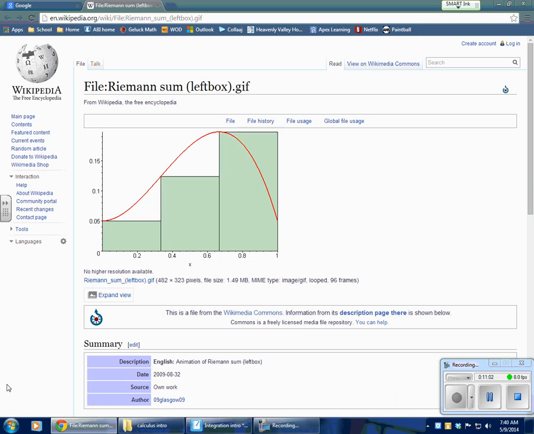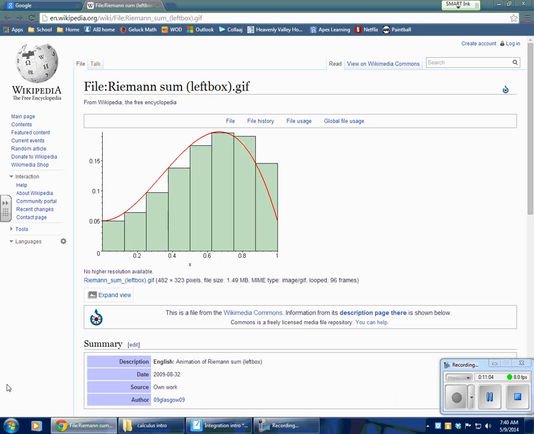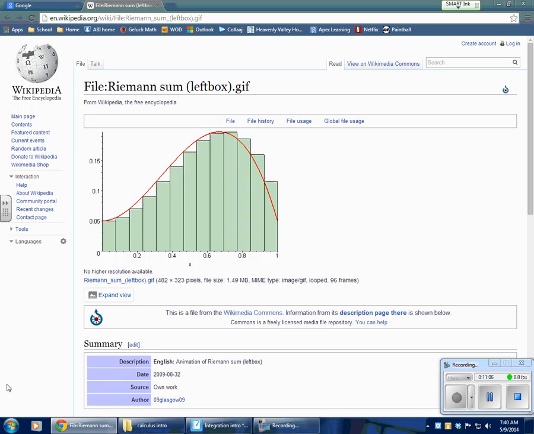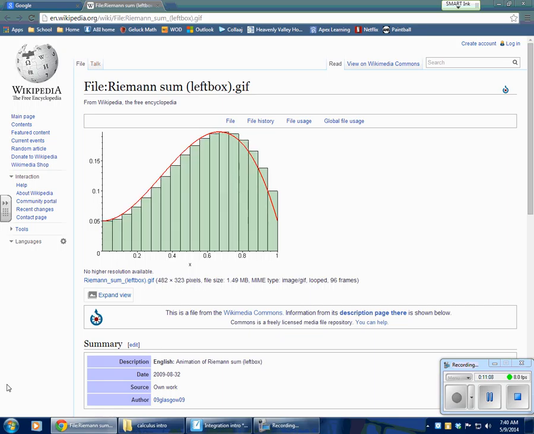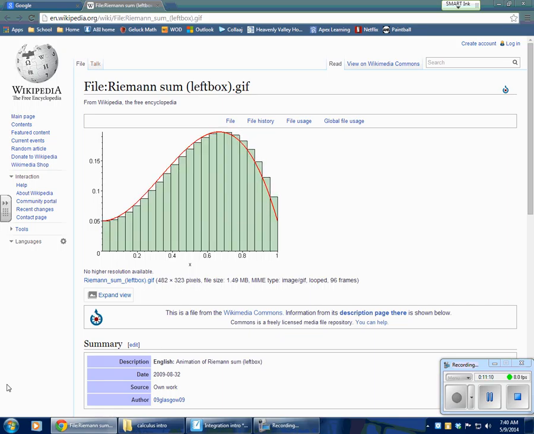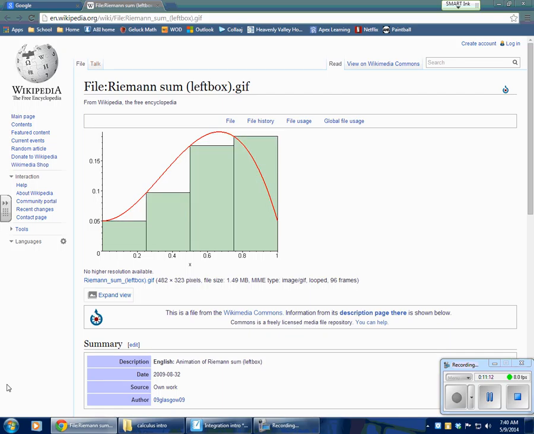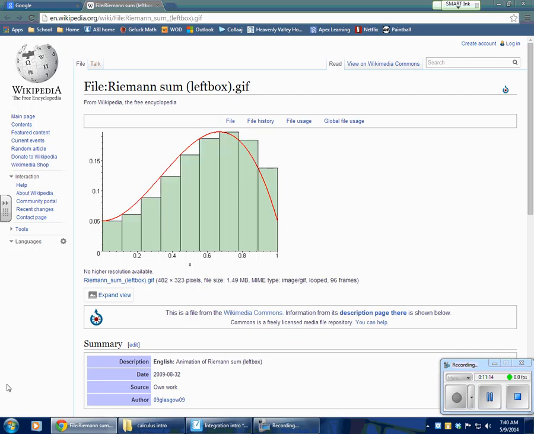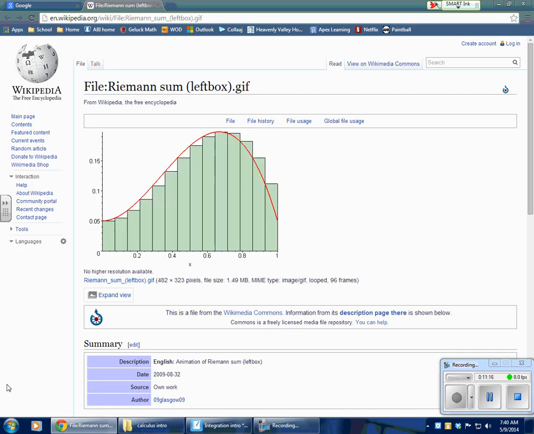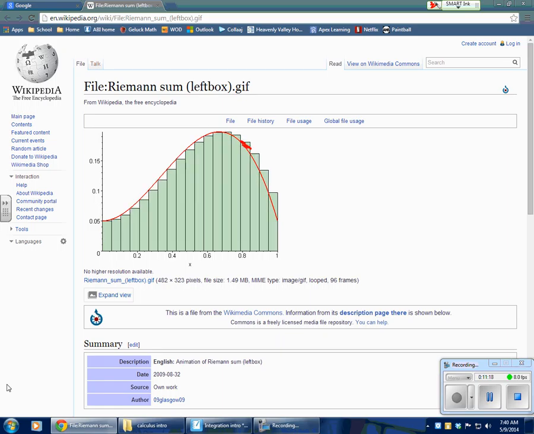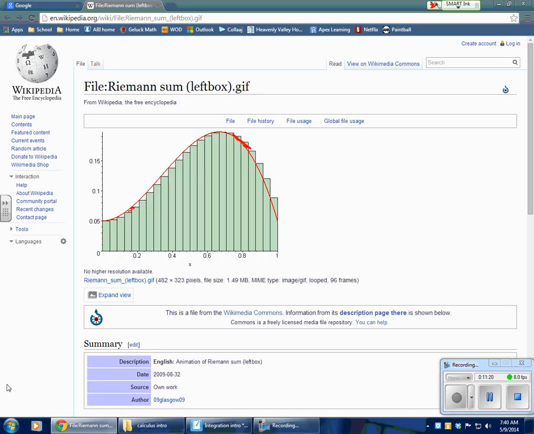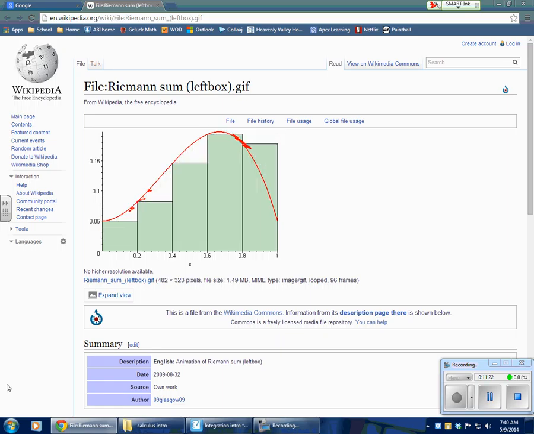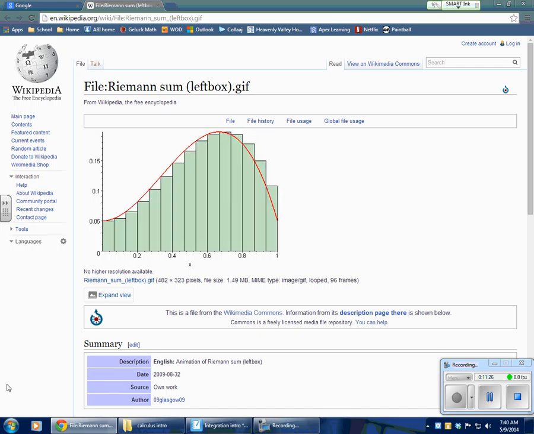And again, as we use more and more rectangles, we get better and better estimation. So here's another animation of that happening. To find the area under that curve, more rectangles I use, the closer I get to the actual area. Again, it's never quite perfect, but I've got these little areas over and these little areas under on the other side. So overall, I get a pretty good estimation of the area.